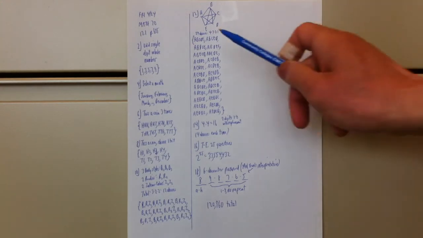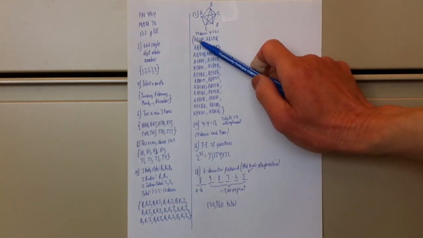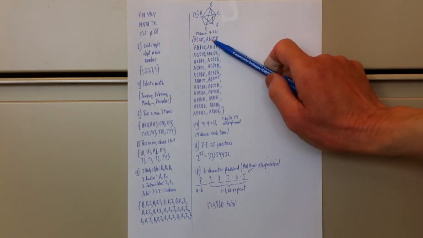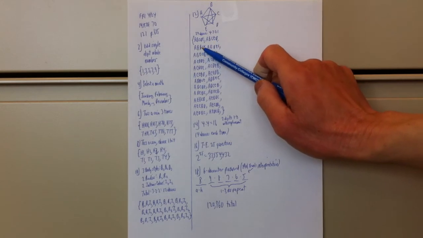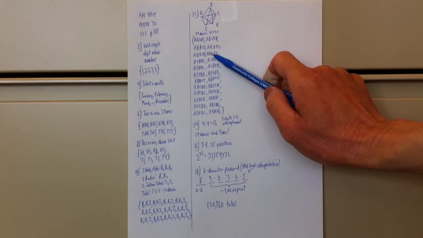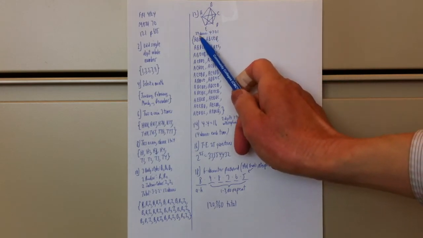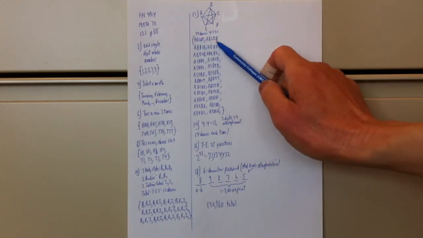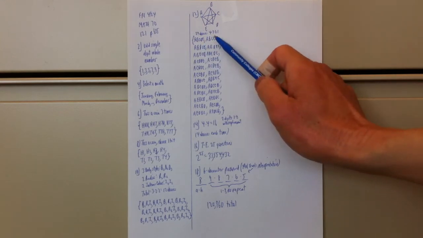Okay, so starting from A, B, the next letter can be a C. So I put that twice. The next letter can be a D. I put that twice. The next letter can be an E. Put that twice. Okay. So once you have A, B, C, so this top line is A, B, C, then you can choose either D, E, or E, D.